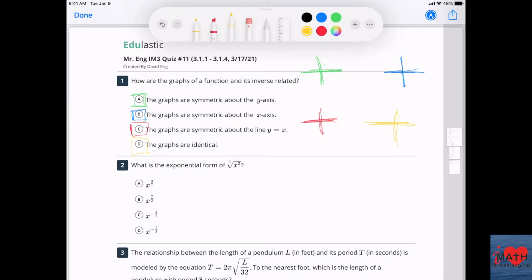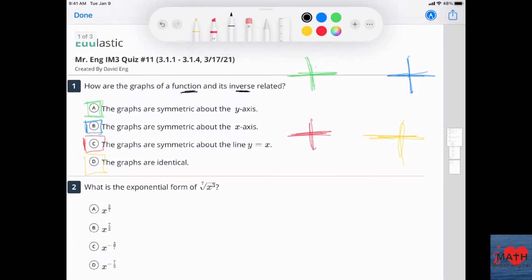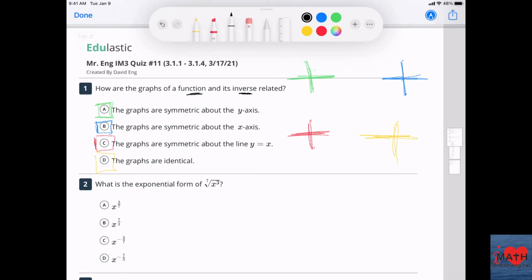Hey guys, let's go ahead and go over quiz number 11. This was given to you guys on March 17th before spring break. Question number 1, how are the graphs of a function, let me highlight that, a function and then its inverse related? So A, the graphs of the are symmetric about the y-axis.